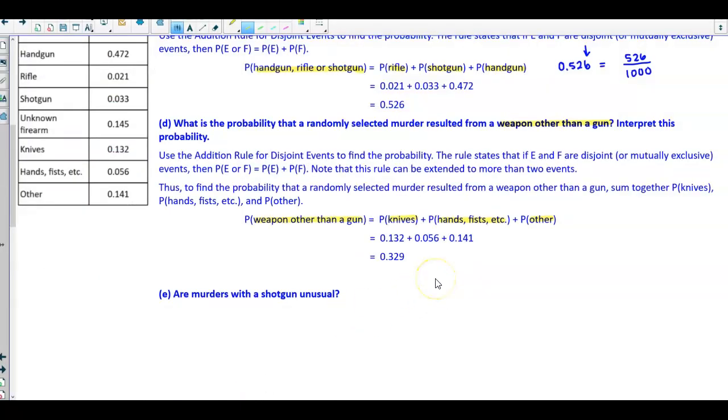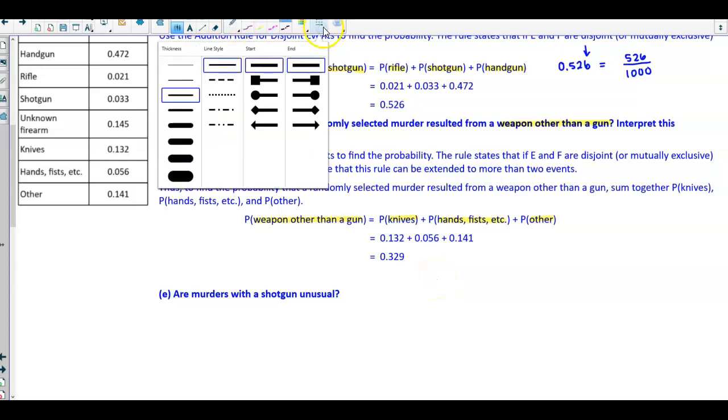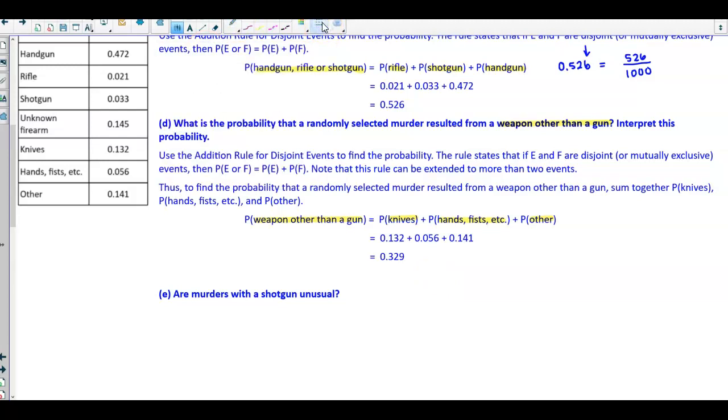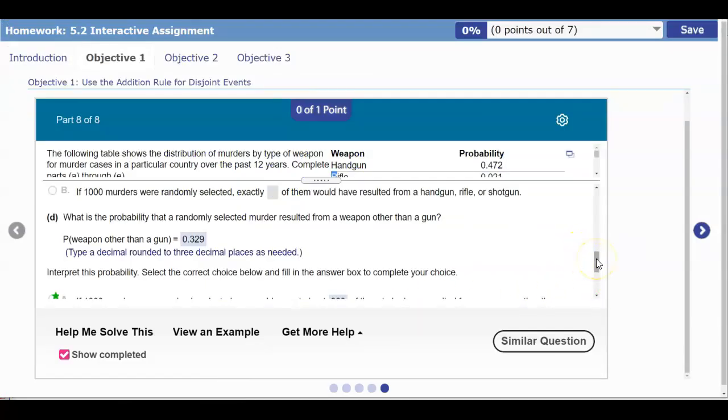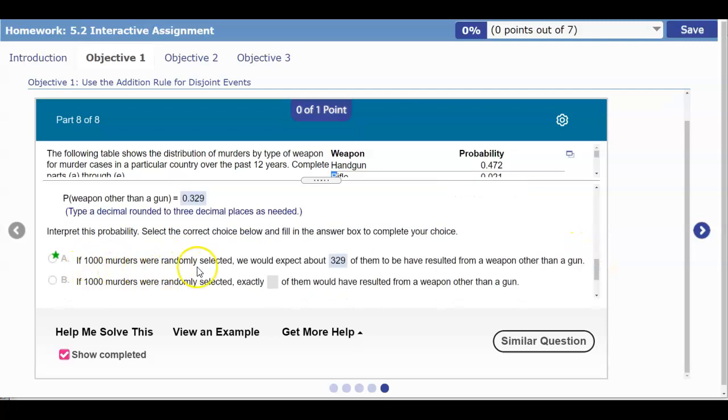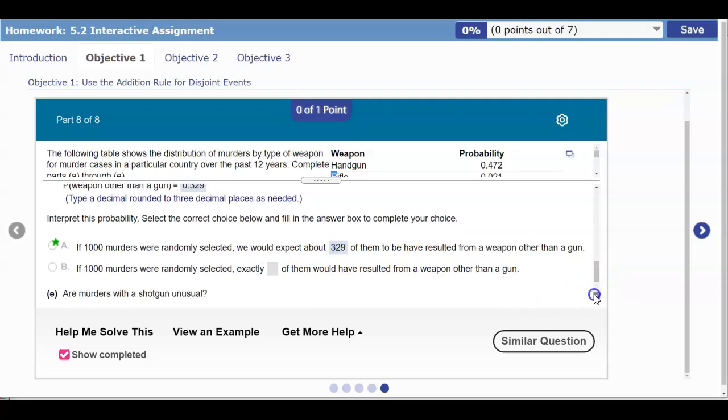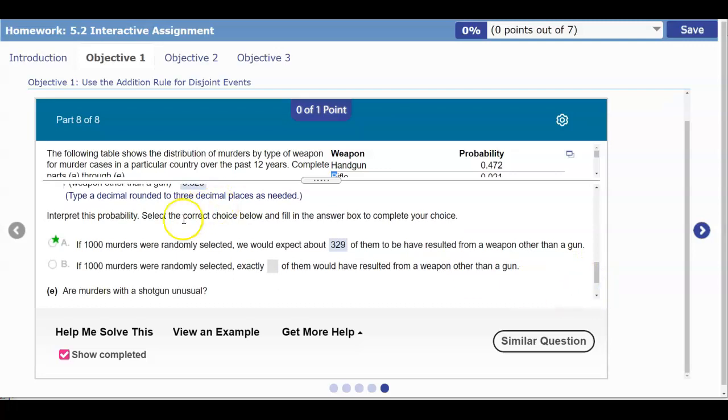Similarly to what we did earlier, we're going to take a look at this decimal and convert it into a fraction. 0.329 can be written as a fraction, 329 over 1,000. That means it's 329 out of 1,000. And so we're going to say that if 1,000 murders were randomly selected, we would expect about 329 of them to have resulted from a weapon other than a gun.